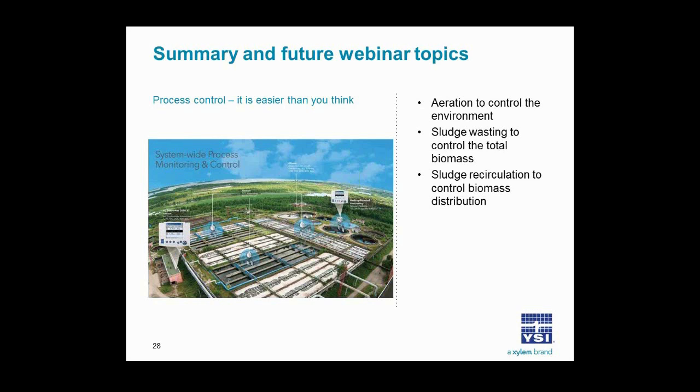Next question. With phosphorus removal becoming more and more important to our area, how does DO concentration affect phosphorus removal?